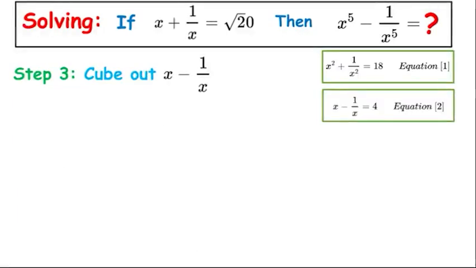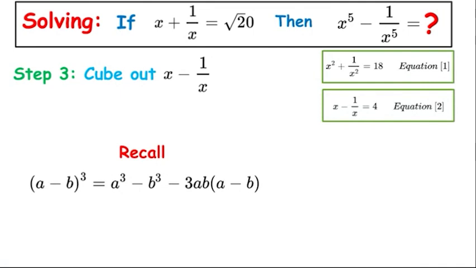Now in step 3, we are doing a little bit more maths, because we need to cube out x minus 1 over x. So we need to get x cubed minus 1 over x cubed. So let's cube it out, and let's recall that we already have equation 2. So if we cube it, we'll get 4 cubed.